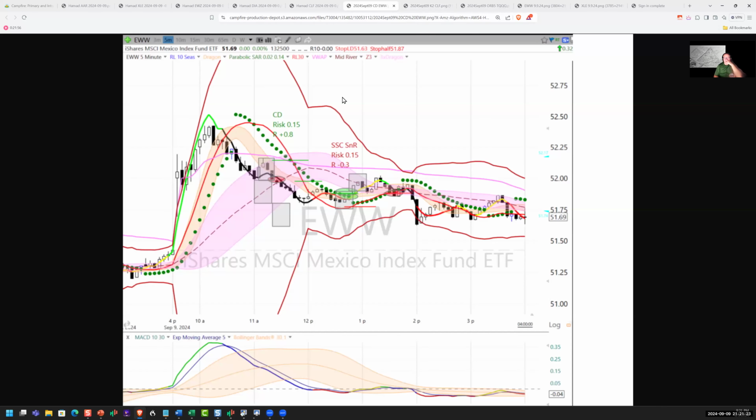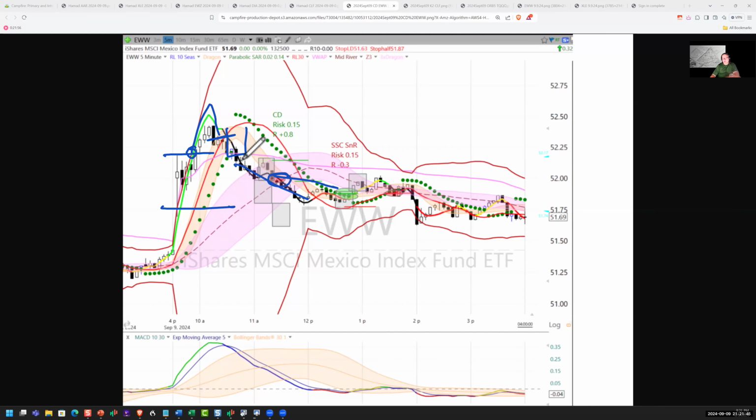This is Tim on EWW. He gets paid on it. Here's the OR5 breakout. You shouldn't lose money on that trade. The PSAR flip trade would get paid, and he gets paid on this short.